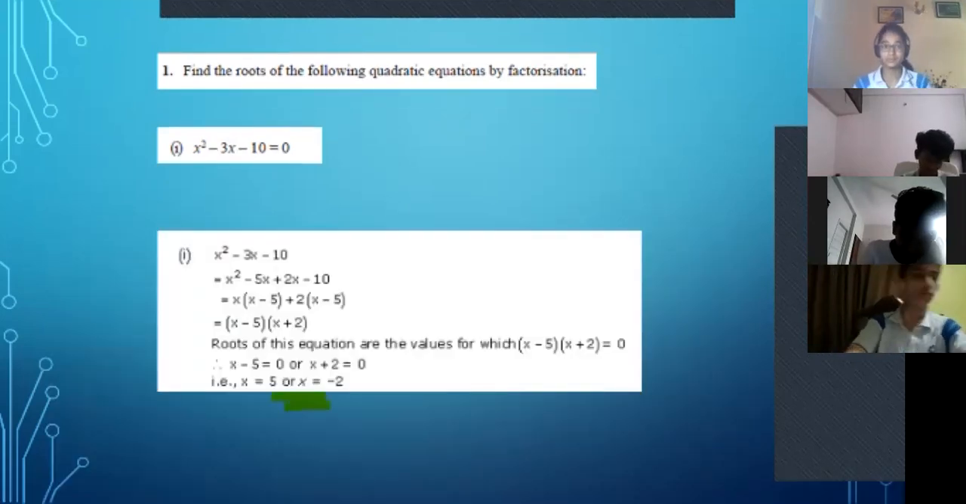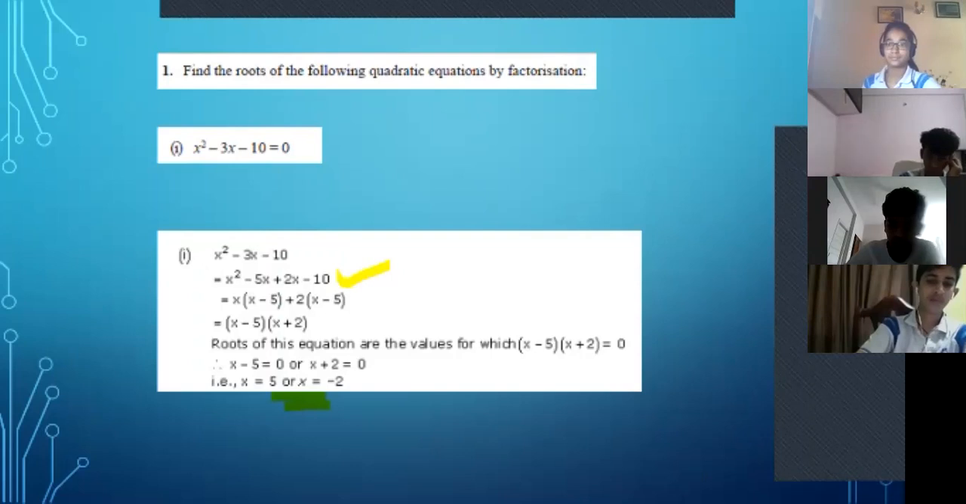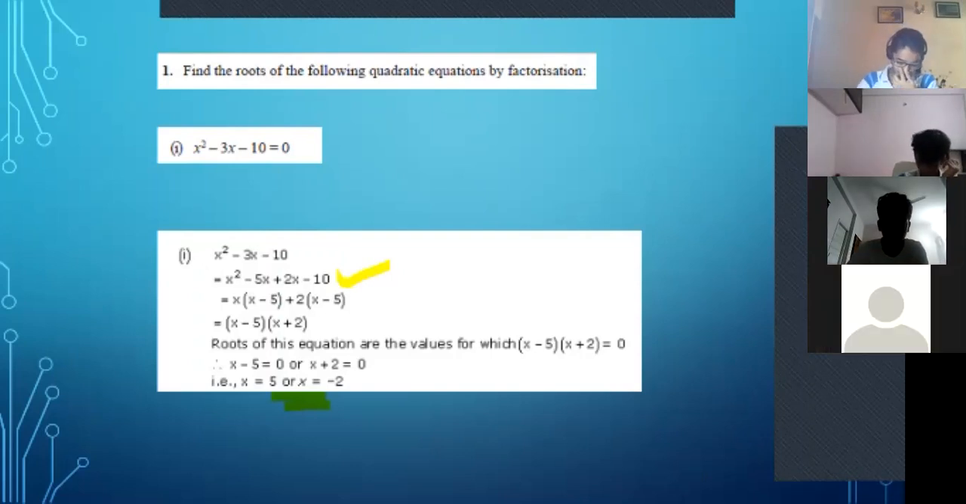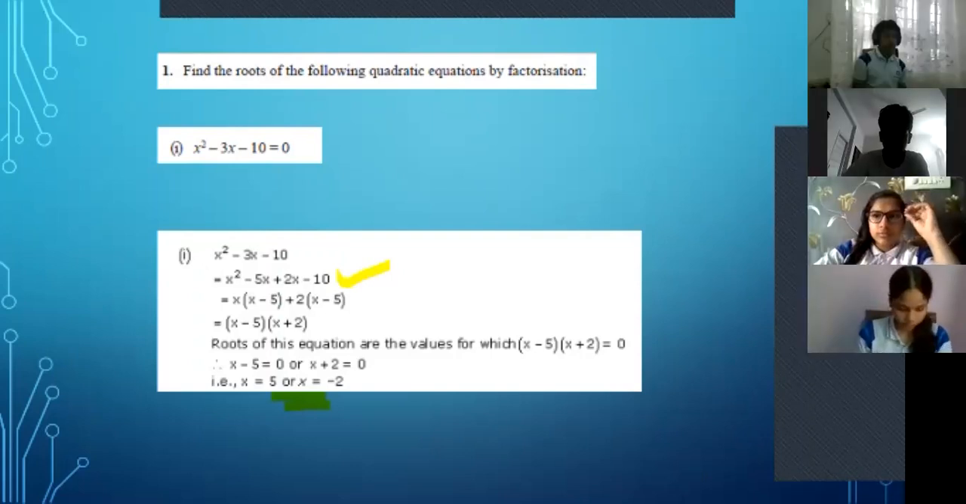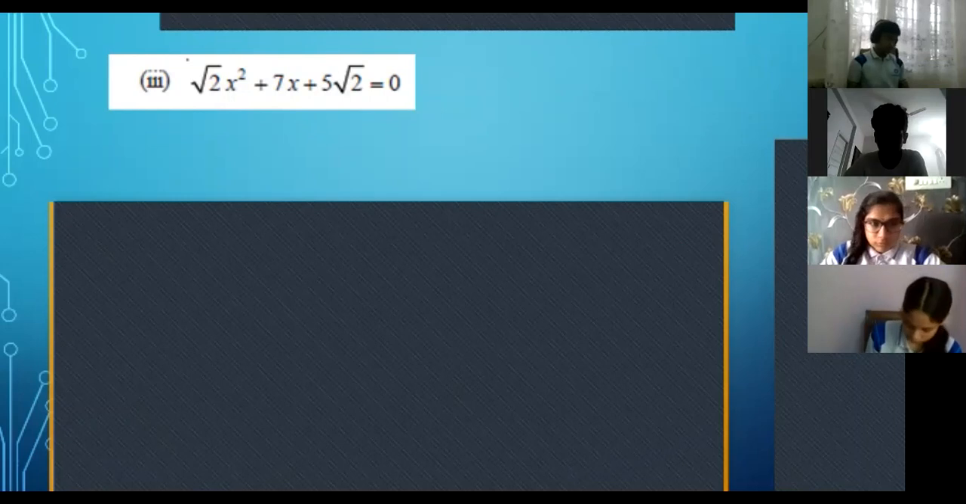Perfect. Shrishti, was this clear? The splitting of the middle term was clear? Yeah. Chaitanya? Okay. Fine with it. Good. Chalo, do this. Again, a root over sign. This is question number 1, the third one.